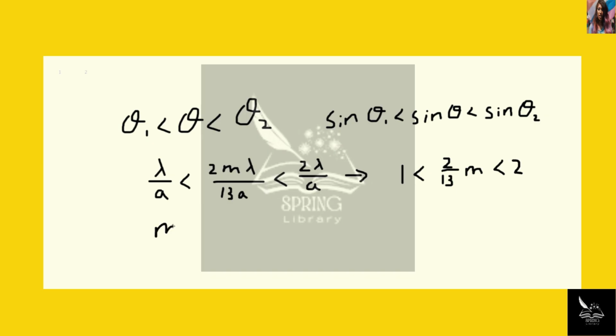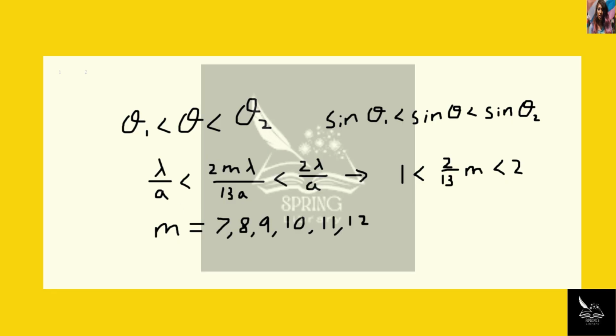Now we can imagine values of m which would make this true. And again, m has to be an integer. If m is equal to 1, this isn't true because 2/13 is not greater than 1 and less than 2. It turns out the lowest value of m that is greater than 1 and less than 2 is 7, and the highest value is 12. So we have 7, 8, 9, 10, 11, and 12 as all the values of m that satisfy this expression.